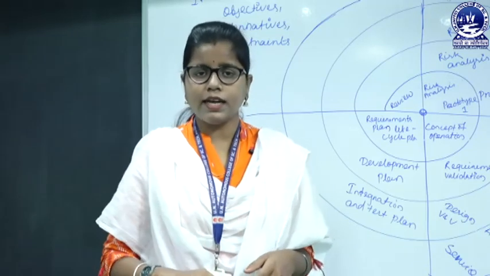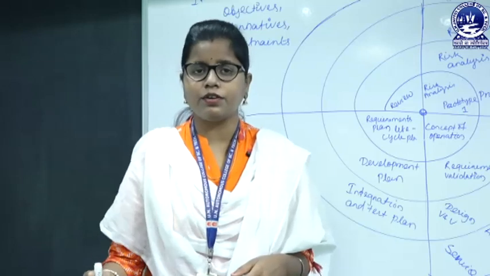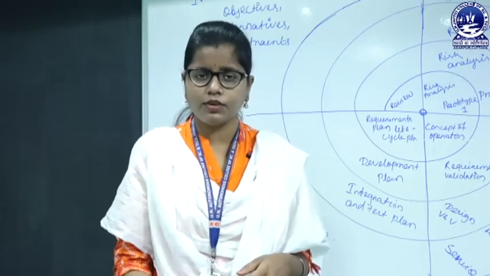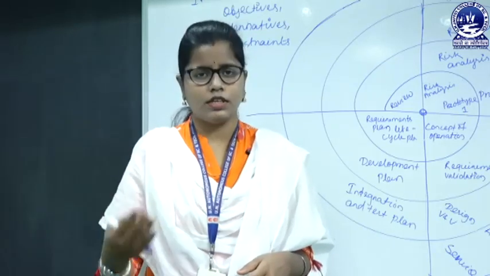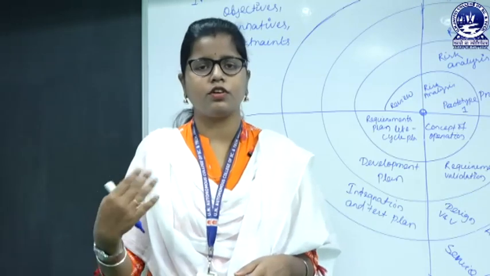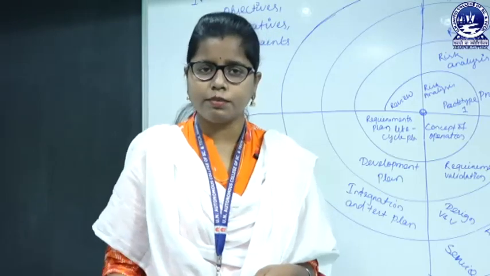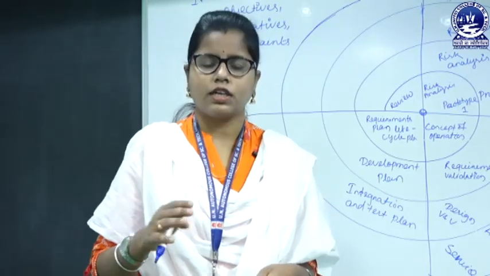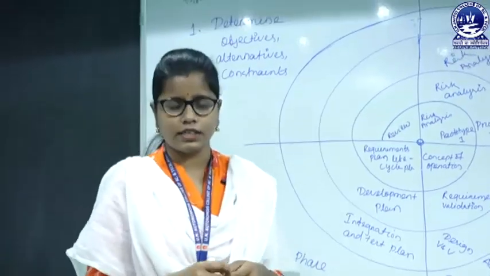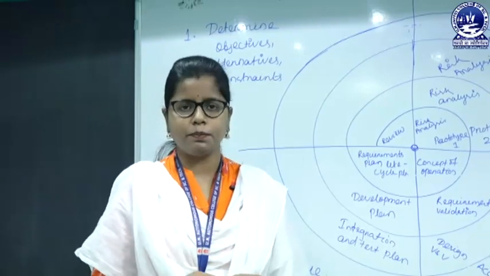So in the spiral model, for each and every phase, for the requirement engineering process, for the design process, for the testing, for the evaluation, we are going to determine the objectives, the constraints and the alternatives. So what do alternatives mean?